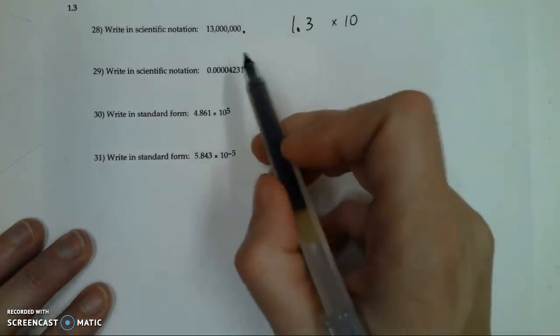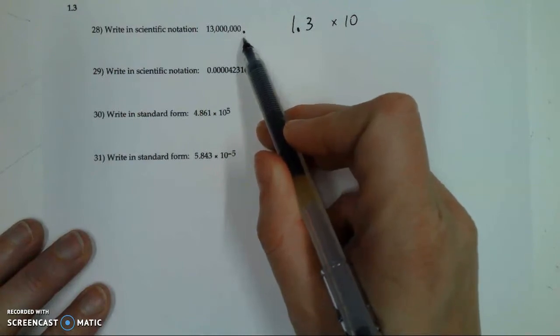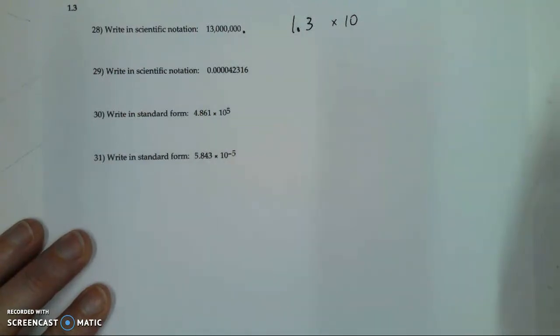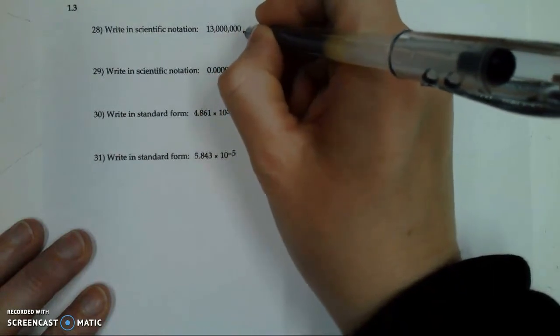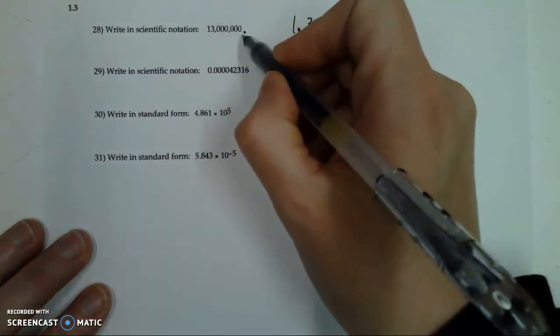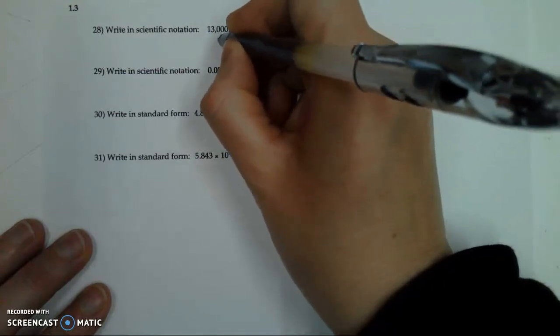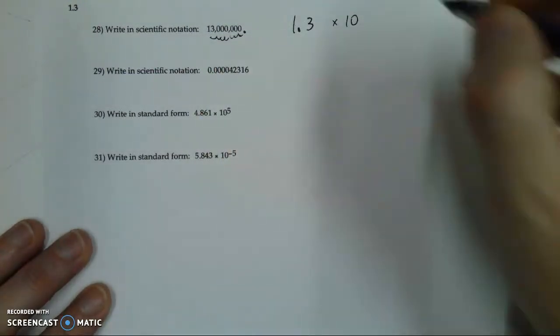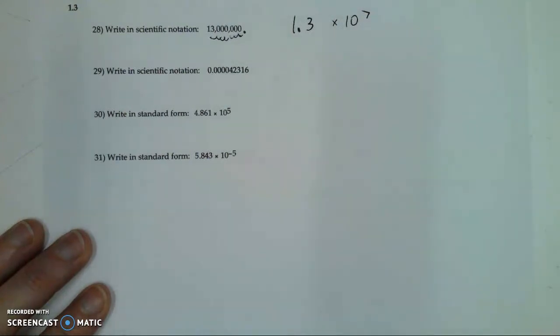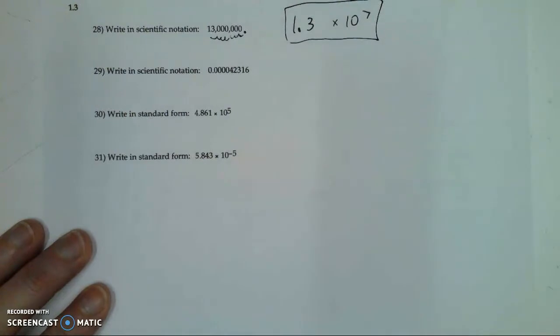Now my original problem, we understand that the decimal is there on the far right. We don't usually bother to write it, but we understand it to be there. So to move it from here to here, after the 1, but before the 3, how many places am I moving it? Well, I'm moving it 1, 2, 3, 4, 5, 6, 7. So I'm going to put that as 10 to the 7th. And that would be our answer, or our number, in scientific notation.